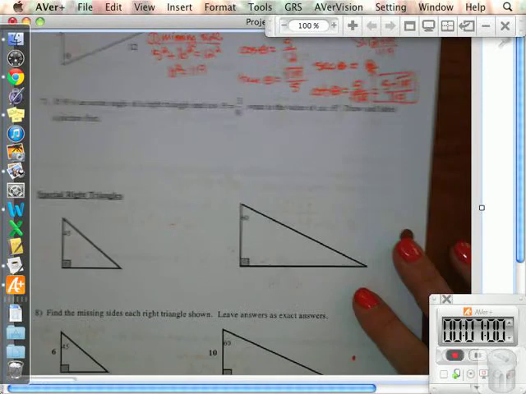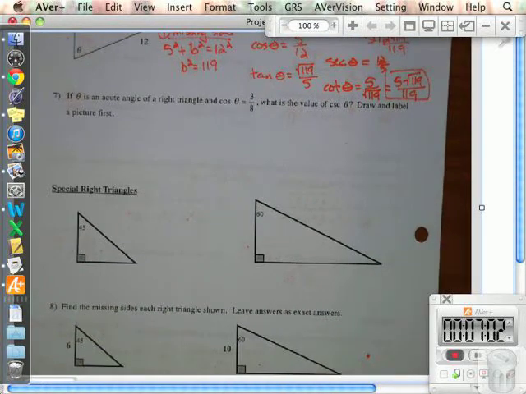If theta is an acute angle of a right triangle and the cosine of theta is 3 over 8, what is the value of the cosecant of theta? Got to do some work probably. I'm a picture person. I have to draw pictures. Draw and label a picture first. Some of you could probably do it in your head, but I can't.